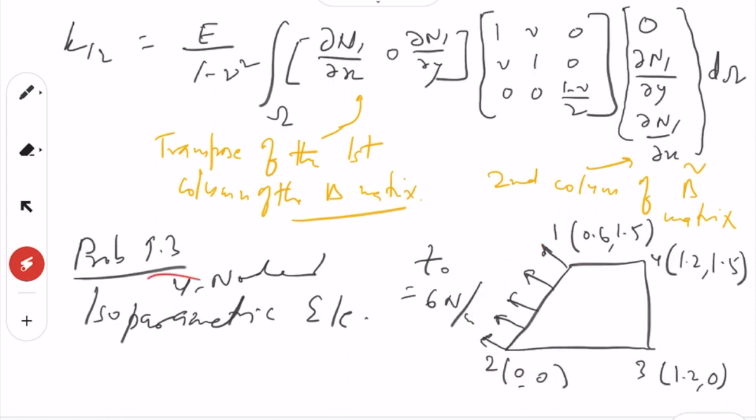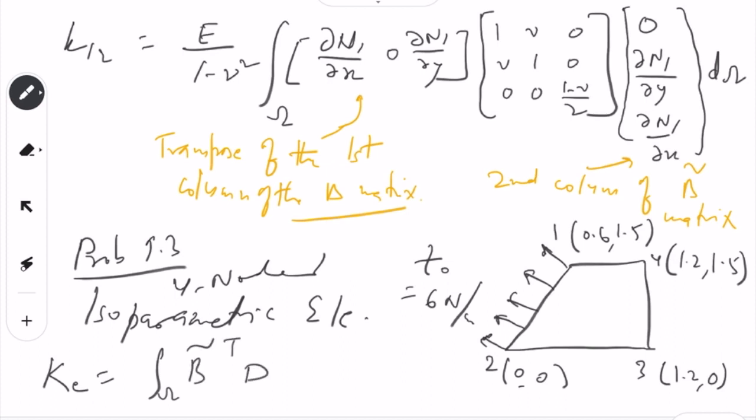The only thing is how to find the K matrix. We know that K^e is equal to the integral of B transpose D B d omega, and that is still valid here. The only thing is how to calculate B. For that we can use the isoparametric element.